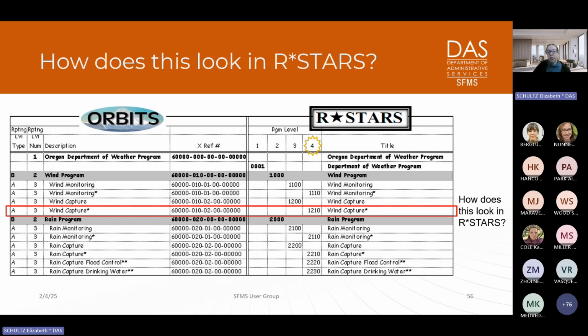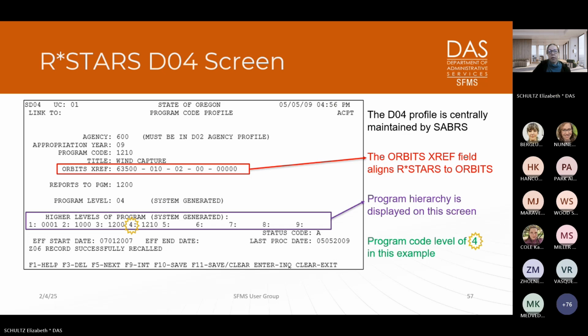So if we were going into R-Stars to take a look and see how that was set up on the DO4 profile, we would see the information, the agency, the program code, the program title. We'd also have the Orbits X reference number listed on there to crosswalk the 2 systems. And then we could also see how things roll up.